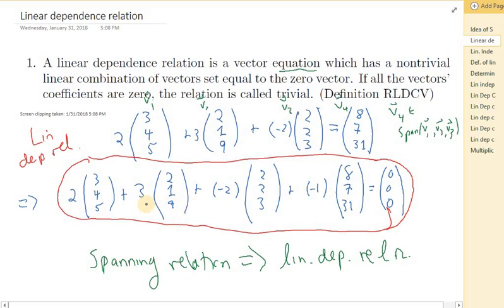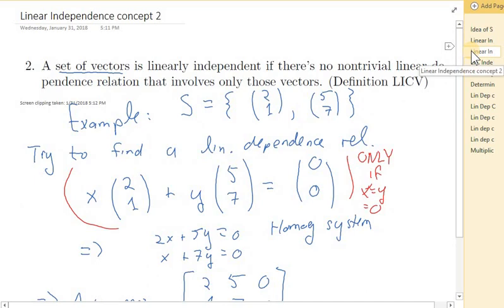And actually, you can do the same thing vice versa. If I have this linear dependence relation, I could clearly put any one of these vectors on the other side, then divide by the coefficient, and that would give me a spanning relation. I relabeled this page up here because I want to make clear that this is concept 1 from the linear independence section. All right? Let's move on to concept 2.